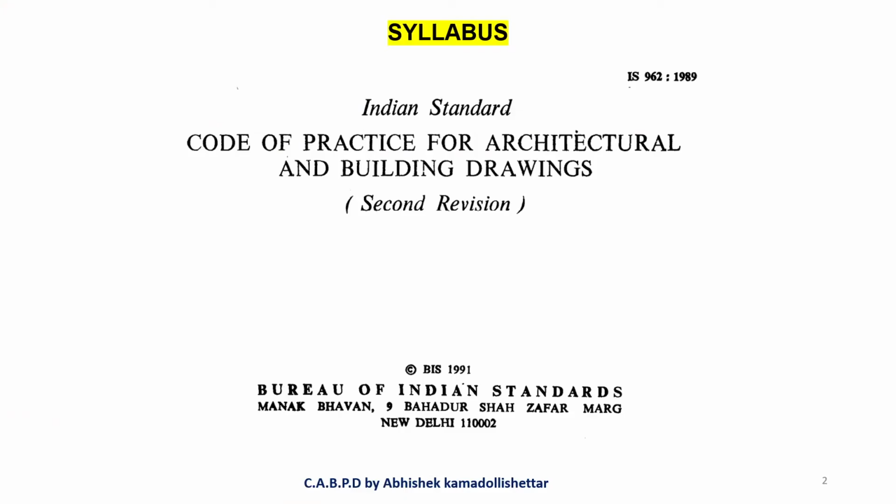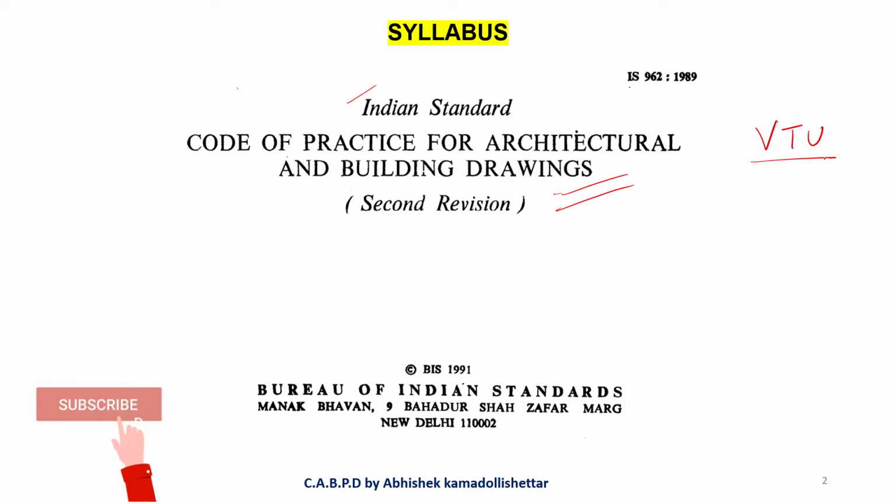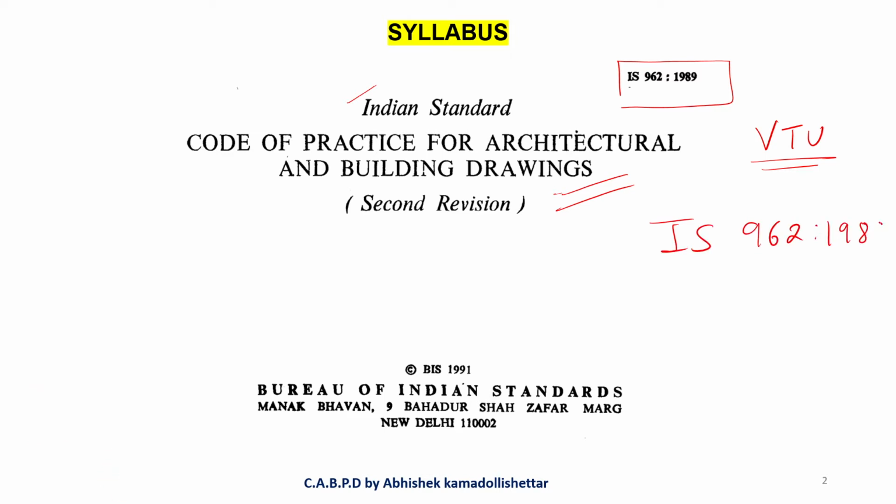Okay. So guys, you can see that this is a national code, Indian standard code of practice for architectural and building drawings. This code has been prescribed by VTU for your reference as an AutoCAD drafter. So this code is required to have very basic knowledge of drafting. The code is the IS, Indian Standard 962, 1989. Now I will even provide the code in the description. You can download it from there. So just going to the next slide.